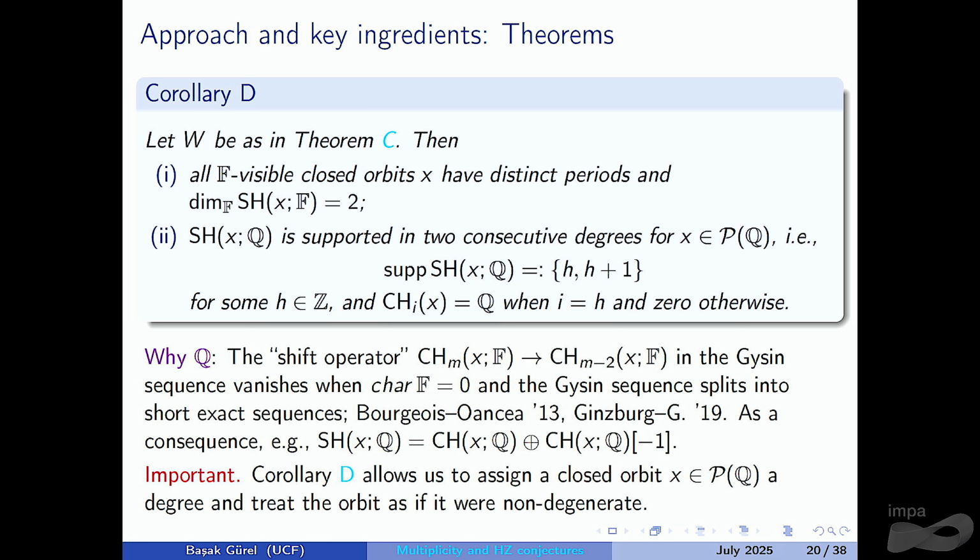So here's this corollary of the theorem. Again, you have a dynamically convex Reeb pseudo-rotation. The first consequence is that all F-visible orbits have distinct periods, and the dimension of local symplectic homology is precisely 2. In the second part we have Q coefficients, and this is supported in 2 consecutive degrees, denoted by H and H plus 1. And the equivariant homology is supported in precisely H, and otherwise it is 0. This is, again, the same story as the irrational ellipsoid, literally.